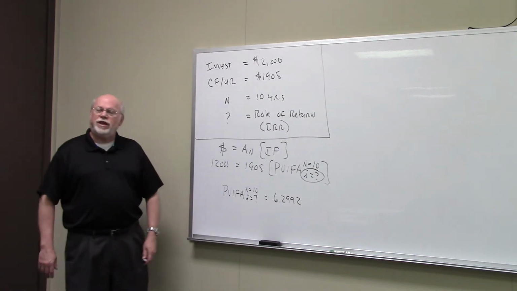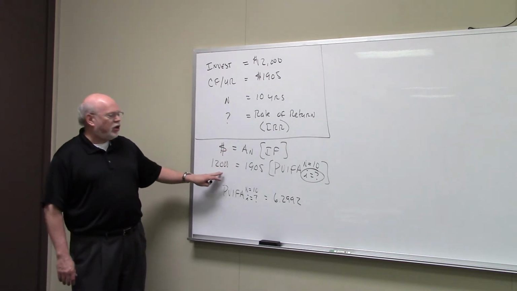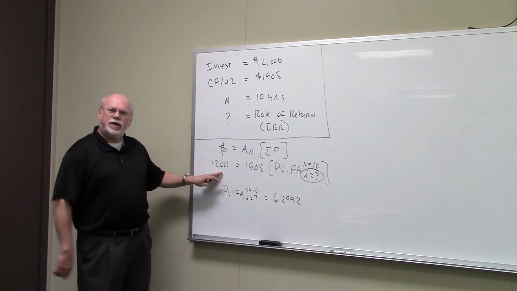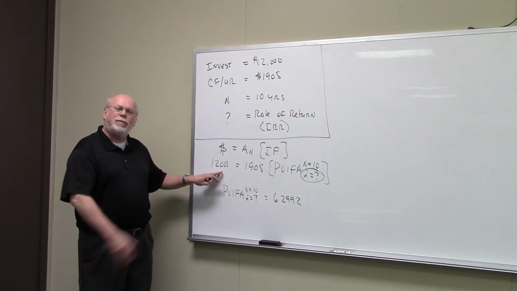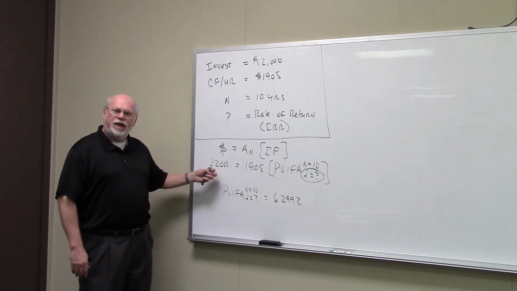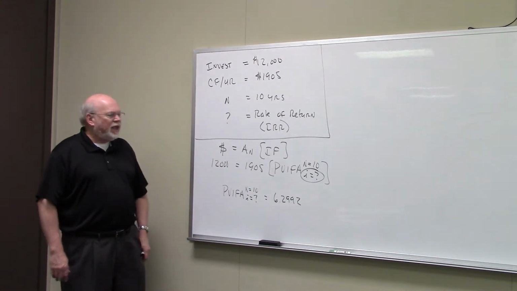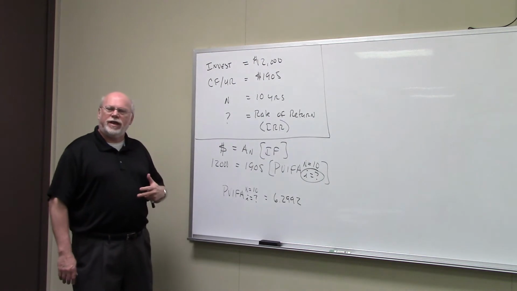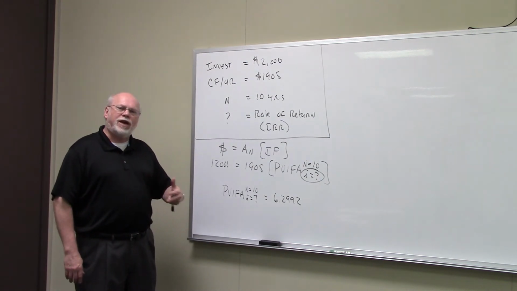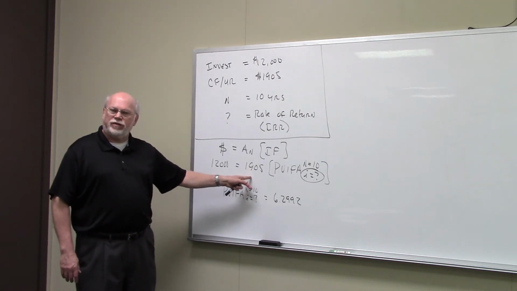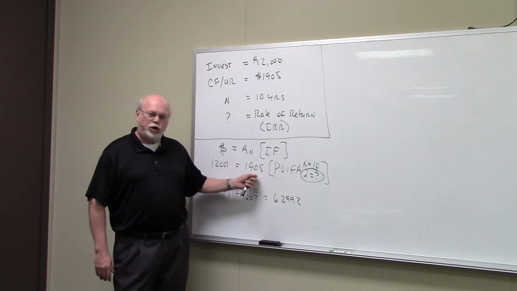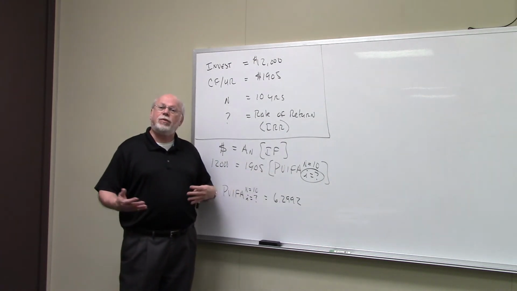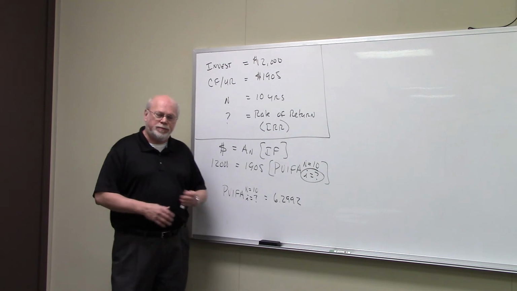At this point, I want you to understand that the present value of the outflows is the cost of the investment. This investment is $12,000. The present value of the outflows, how much you had to pay for the investment today, is $12,000. The inflows from an investment are the cash inflows. So in this case, we're going to get $1,905 every year for 10 years. That's the cash inflows. And if we multiply that annuity times our PVIFA, that would give us the present value of the inflows.